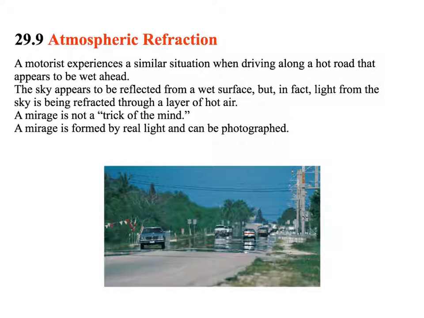A motorist experiences a similar situation when driving along a hot road that appears to be wet ahead. The sky appears to be reflected from the wet surface, but in fact, light from the sky is being refracted through a layer of hot air. A mirage is not a trick of the mind. A mirage is formed by real light and can be photographed. See here in the picture, I'm sure we've seen this as we've walked down, but what happens is the air right there at the surface is very hot, and you're refracting that light, and it's causing it to look like it's wet.